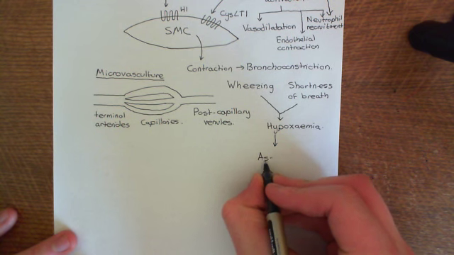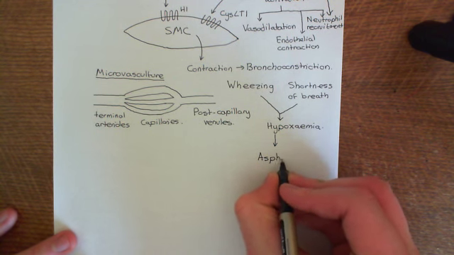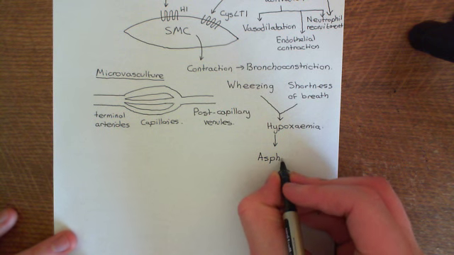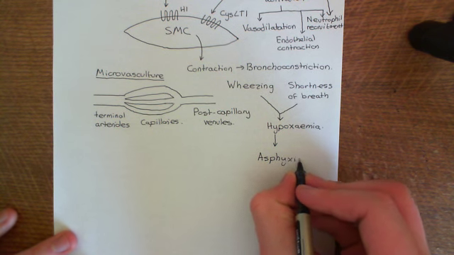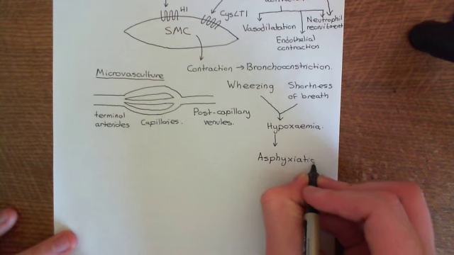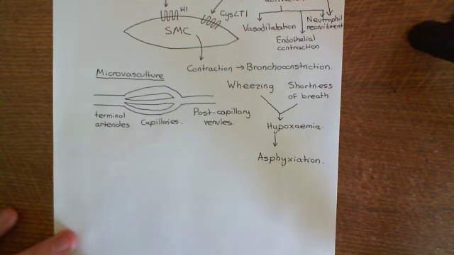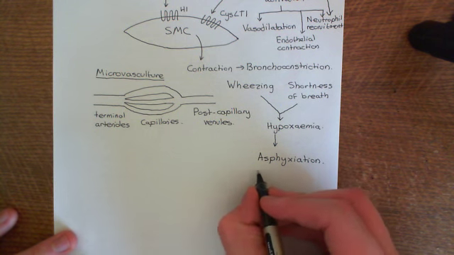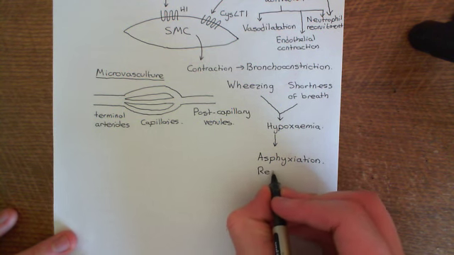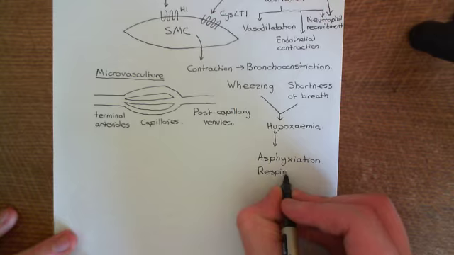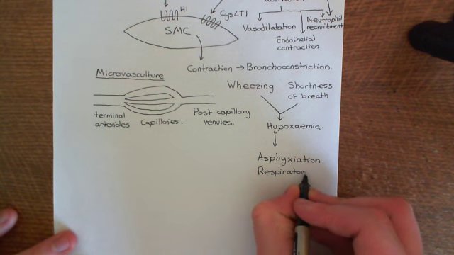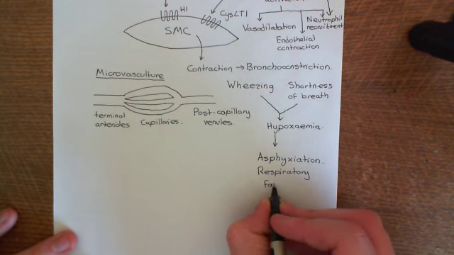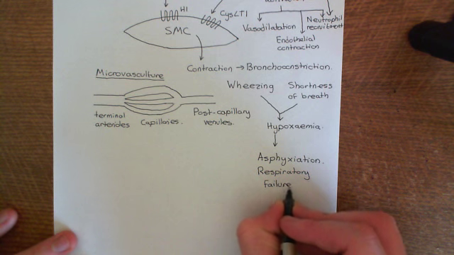So what can actually happen is it can lead to what's known as asphyxiation, and this is basically a nice big word to describe dying because of lack of oxygen, or some problem with breathing. So asphyxiation means that you die because of problems with breathing. Okay, it's also sometimes known as respiratory failure, although respiratory failure is a very broad term. It basically means that the respiratory system has failed the rest of the body.